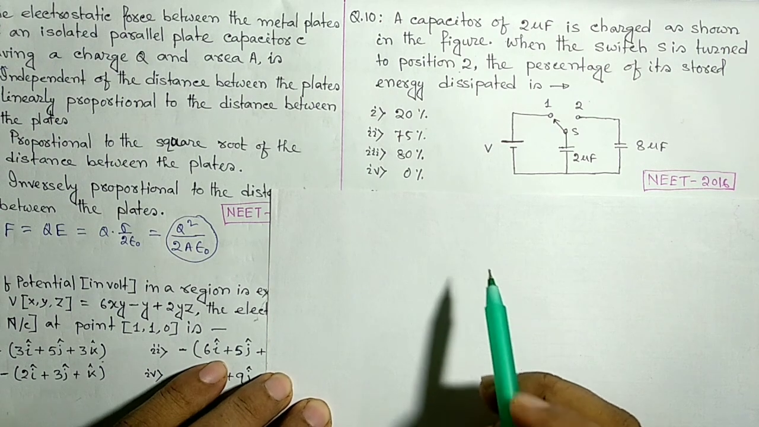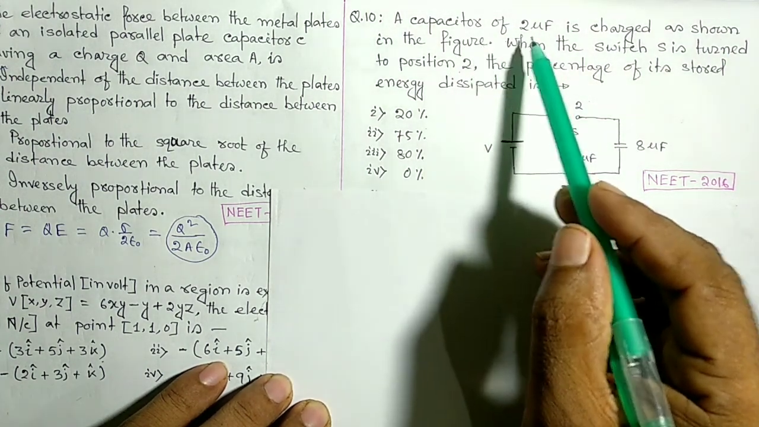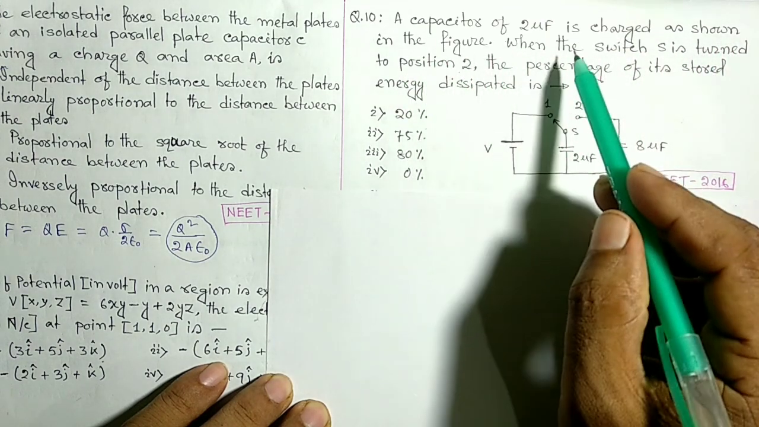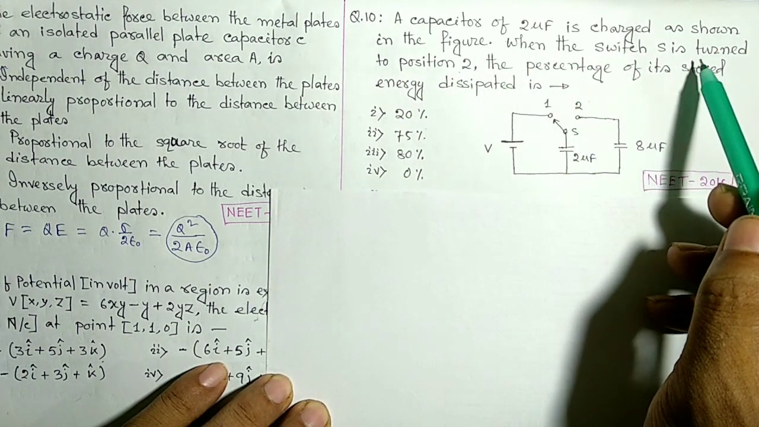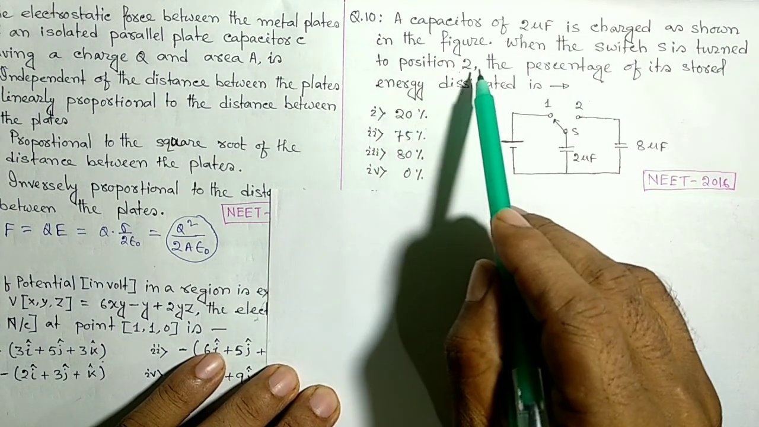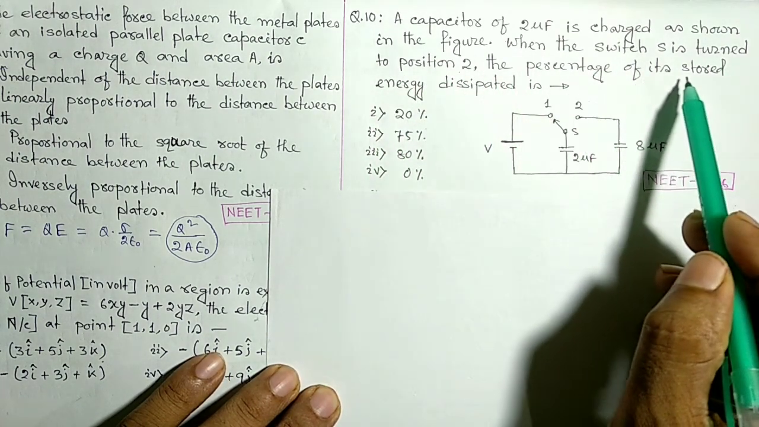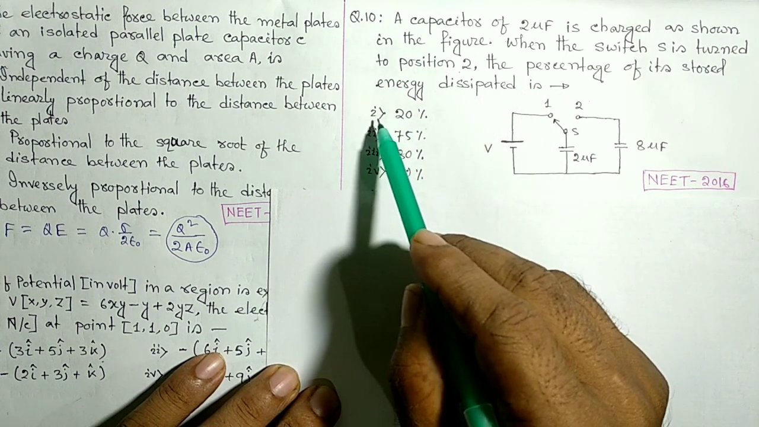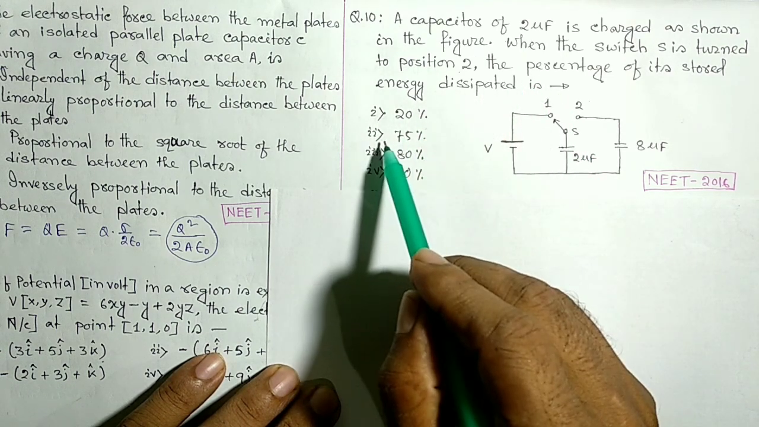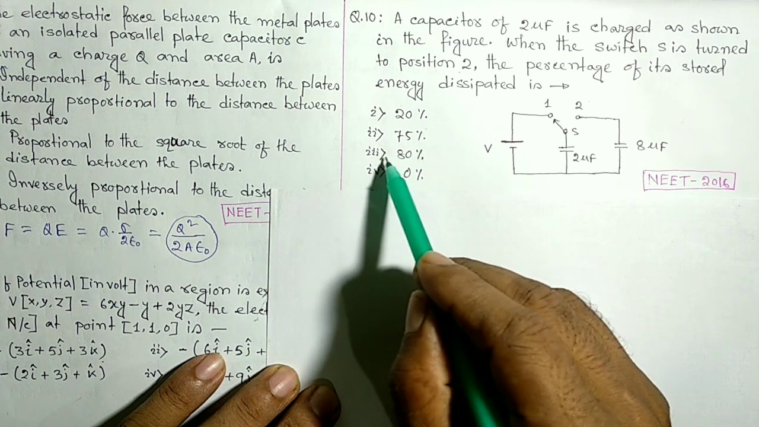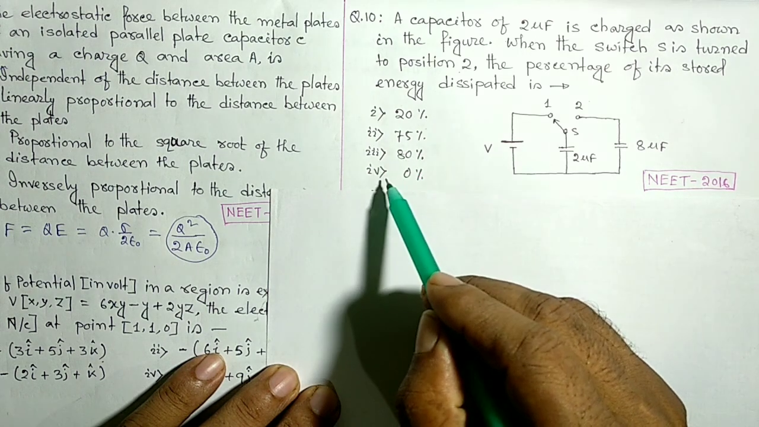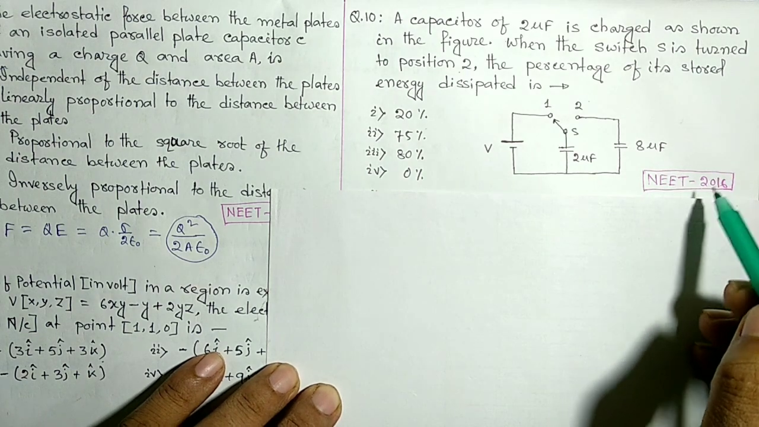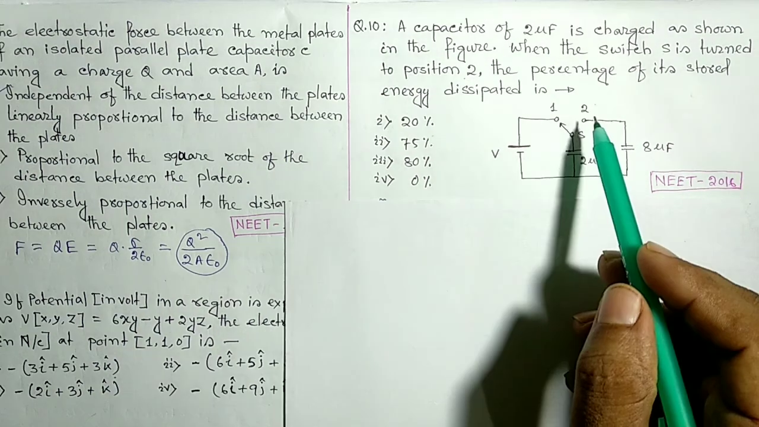Next question is question number 10. A capacitor of 2 microfarad is charged as shown in the figure. When the switch S is turned to position 2, the percentage of its stored energy dissipated is: option 1, 20%; option 2, 75%; option 3, 80%; option 4, 0%. The question was asked in NEET 2016.